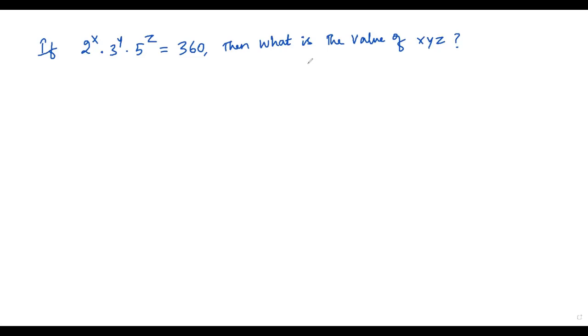To find the value of x times y times z, first we have to solve for x, y, and z separately using this equation. For that, I have to write this 360 as a product of the prime factors 2, 3, and 5. Once I do, I can compare the exponents and get the values of x, y, and z.